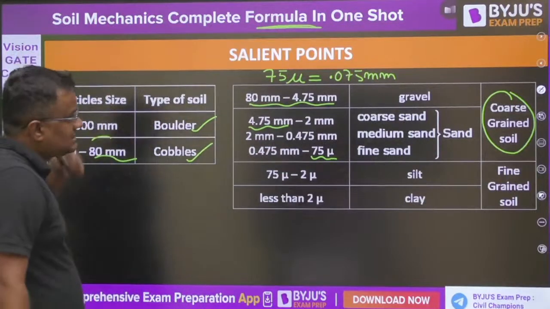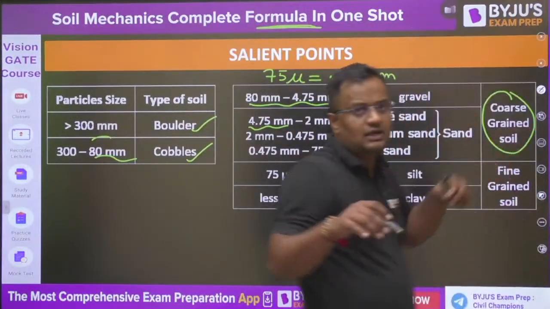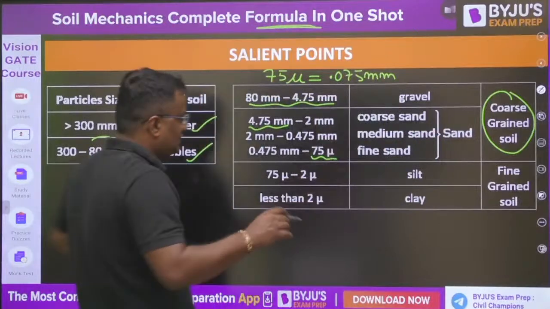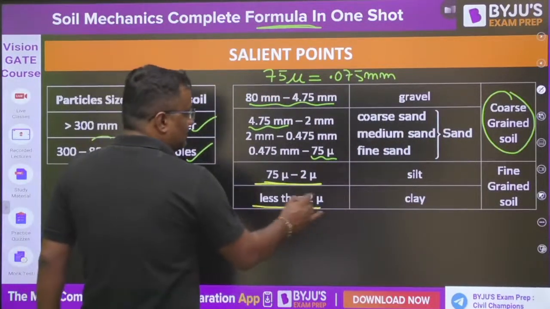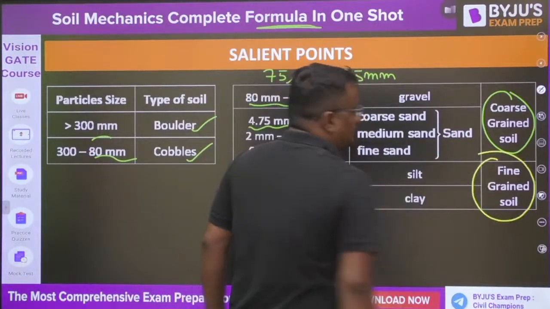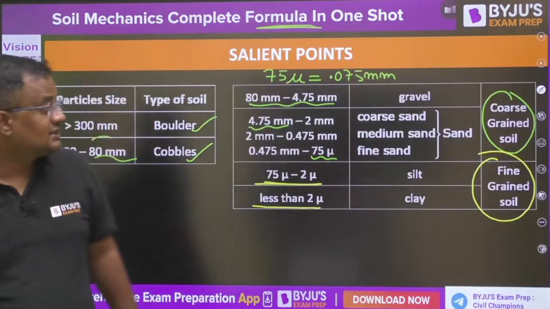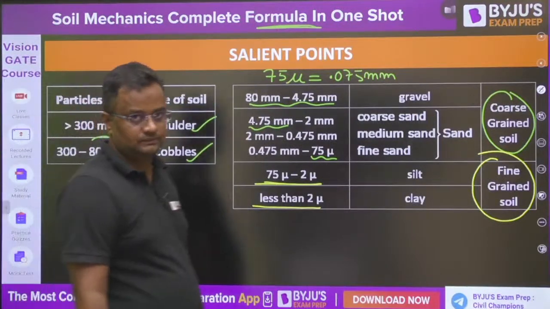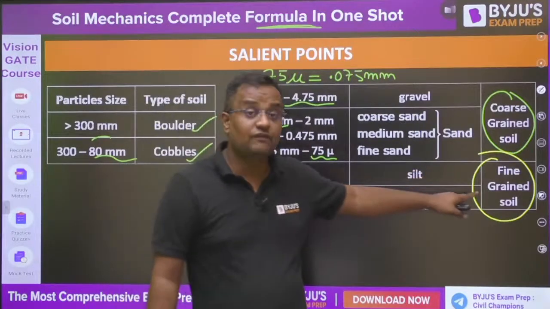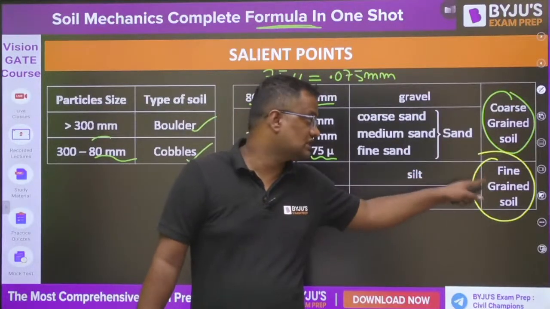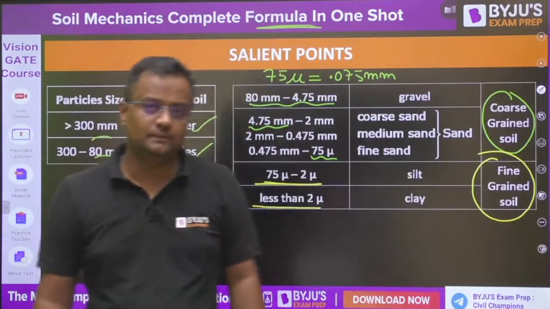Now below 75 micron is the Lakshman Rekha. Above that coarse grain soil, below that fine grain soil. 75 micron to 2 micron is silt and less than 2 micron is clay. Now coarse grain soil is having lesser void ratio. This is having higher void ratio. This is having higher specific surface area, more surface area per unit volume. Of course, they are finer, so more surface area per unit volume.